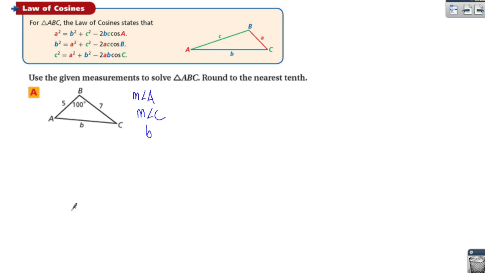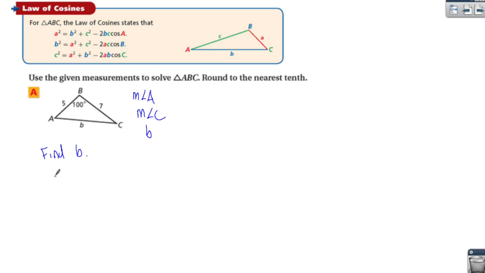Now that we've listed down your three missing or unknown values, we're going to start by finding the third side here. Why not start by finding the other two angles? Well, at this point, I only have one angle measure. And because I'm using the law of cosines, it would be very efficient for me to instead look for the third side. So let's write that down. Find b, the third side.